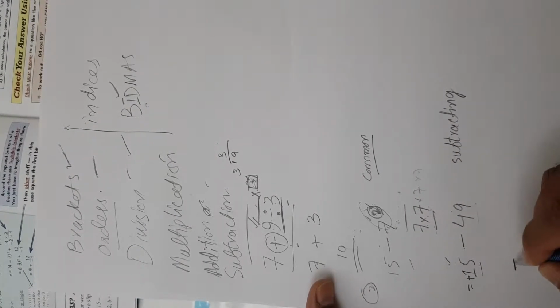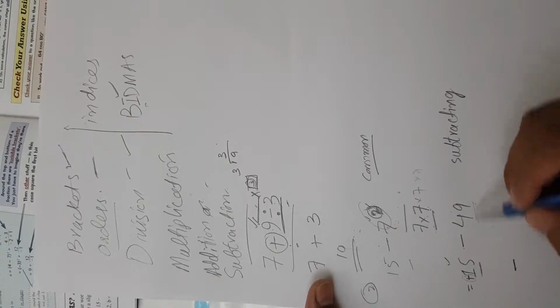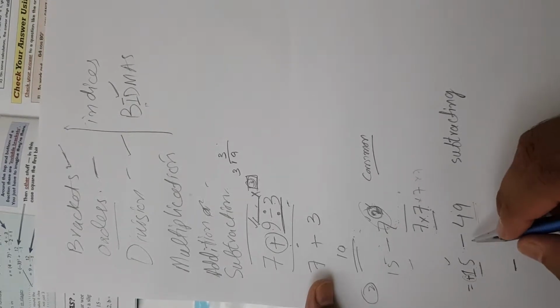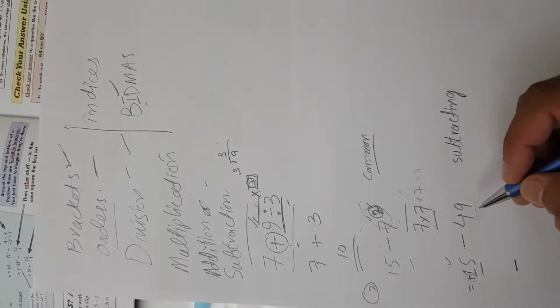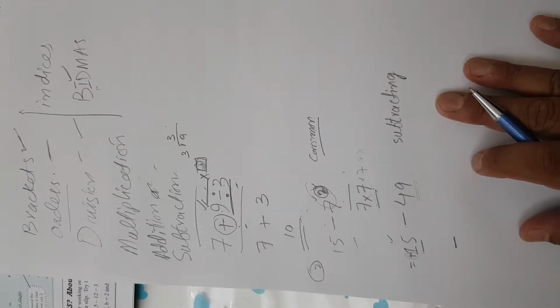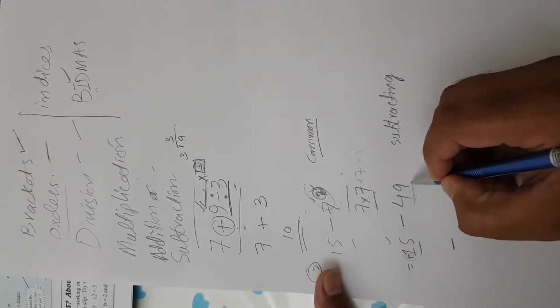I placed a minus sign here because I know that my first number, the number with the positive sign, is smaller than the number with the negative sign. So 49 minus 15. Now there are a number of ways with which you can do the subtraction. I personally will subtract 10 from this number first.